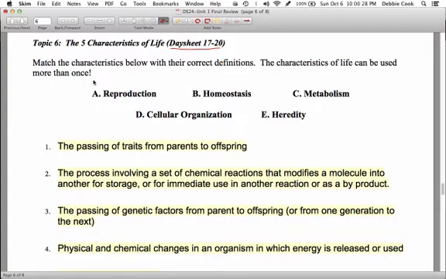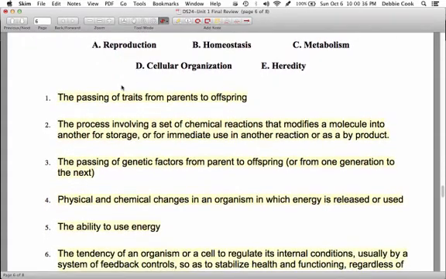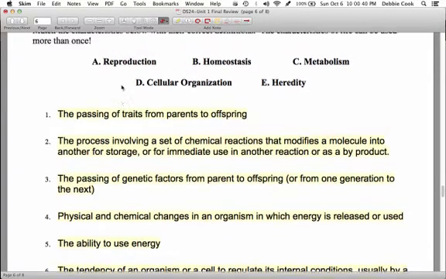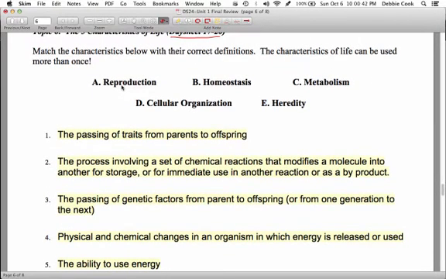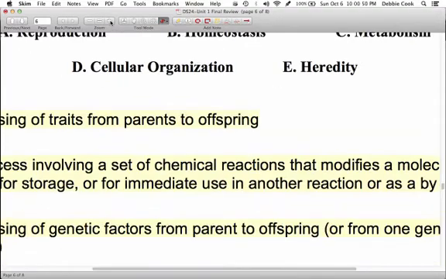Looking at the directions, it says match the characteristics below with their correct definition. The characteristics of life can be used more than once, and our characteristics of life are listed at the top. Remember, the main problem with this particular unit is that when we're talking about these 5 definitions, there's actually more than one definition for each one of these terms. So the key for us today is going to be focusing on key terms for each section.